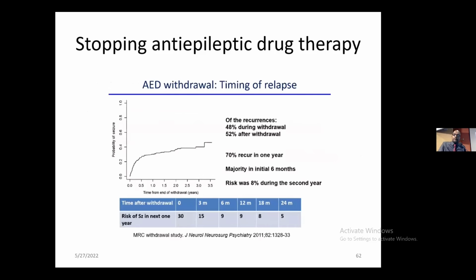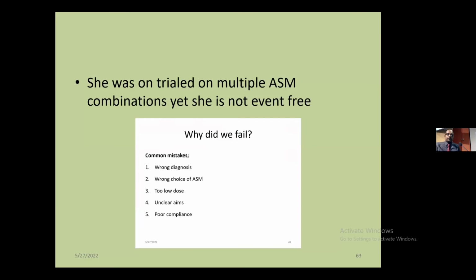And on timing of relapse, according to this MRC withdrawal study from 2011, most of the recurrences happened within the first 1 year while weaning off, about 70%, and the majority within the initial 6 months, and after that, the risk of recurrence would be rather rare.